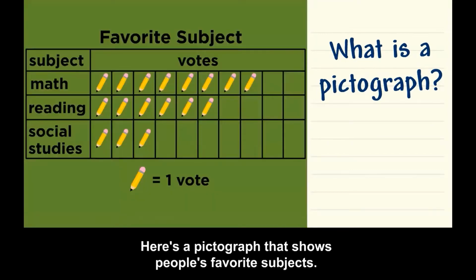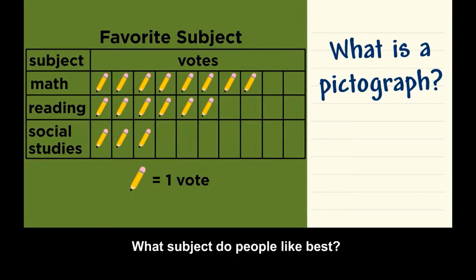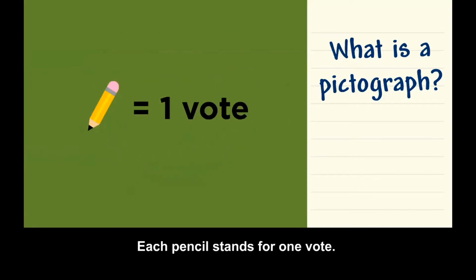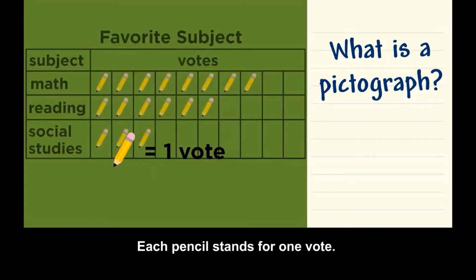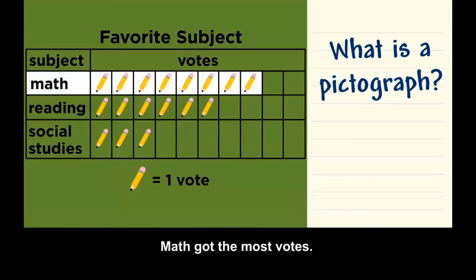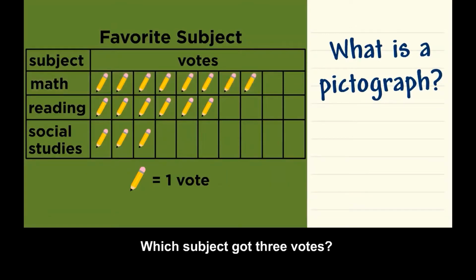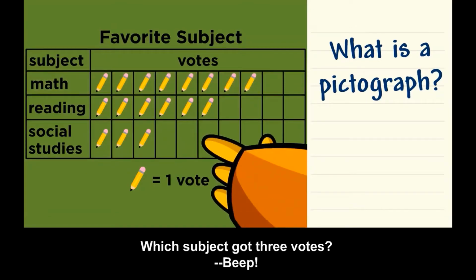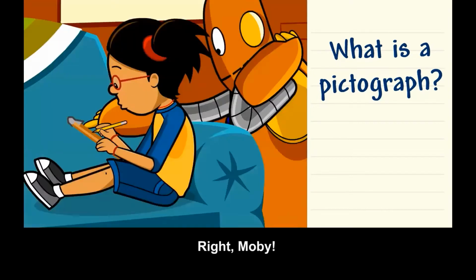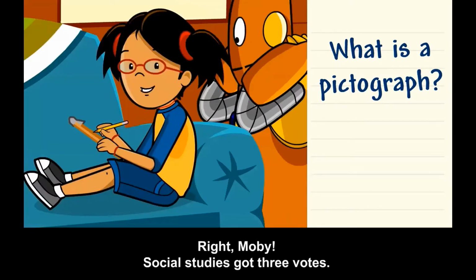Here's a pictograph that shows people's favorite subjects. What subject do people like best? Each pencil stands for 1 vote. Math got the most votes. 8 people said it was their favorite subject. Which subject got 3 votes? Right, Moby. Social studies got 3 votes.